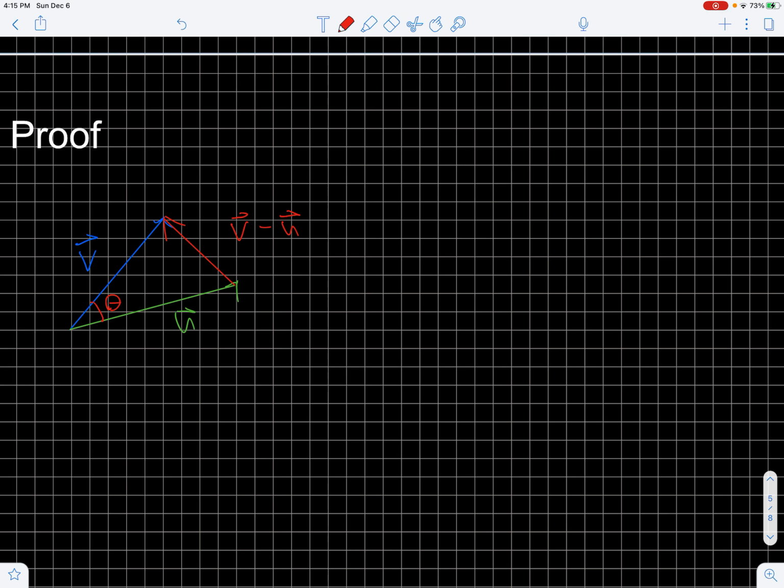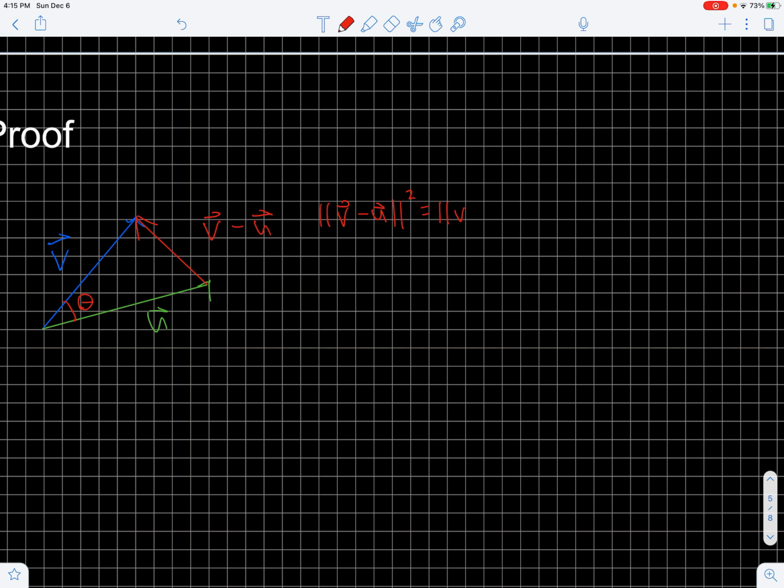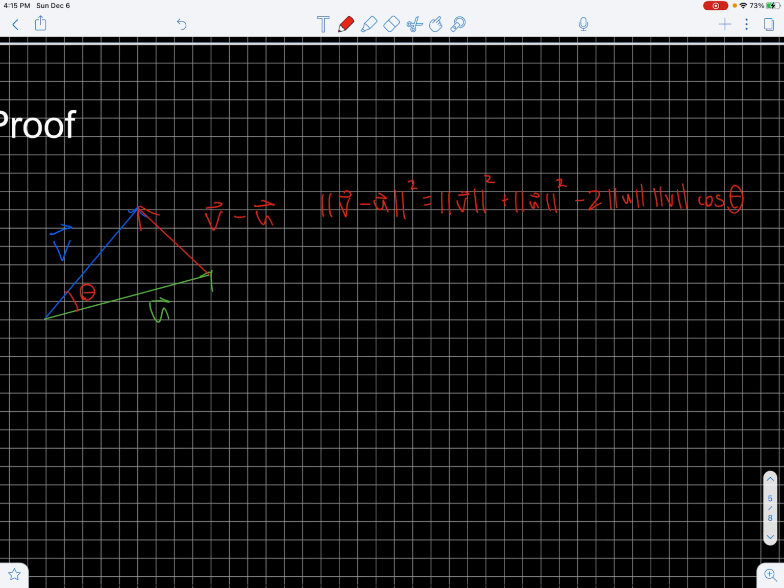All right. We know that the norm of v minus u squared equals the norm of v squared plus the norm of u squared minus 2 times the norm of u times the norm of v times the cosine of theta. And that's the law of cosines. That's just straight law of cosines.